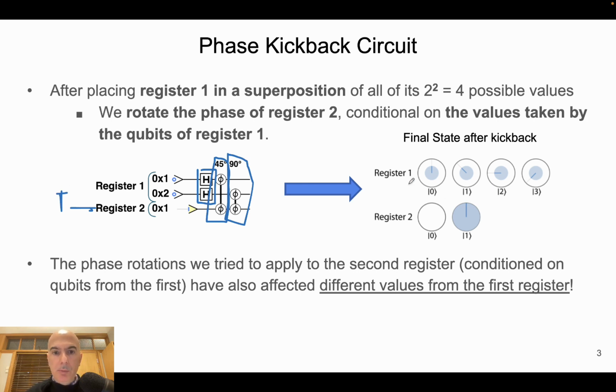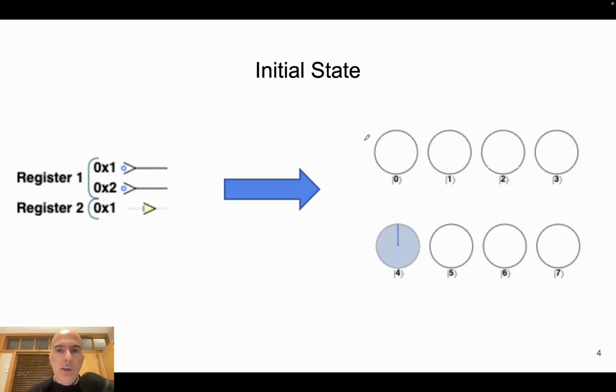So we apply a 2-qubit conditional quantum operation on register 2, that is, remember, our target. The important part about the phase kickback is the fact that register 1, that is our control qubit, has been affected by this operation. You see here a change of the phase on the quantum state. The phase rotation that we try to apply on register 2, our target, conditioned on the qubits from the first, has also affected the different values on the first register, that is our control register. Let's look step by step at the steps in our quantum circuit that are producing a phase kickback in the control qubit register.